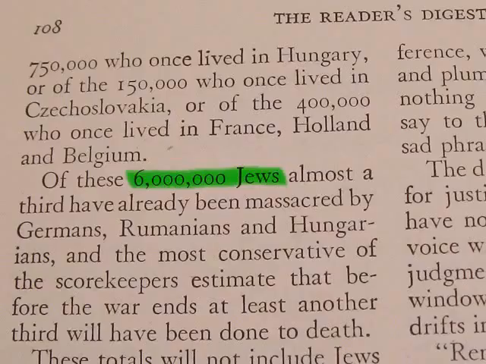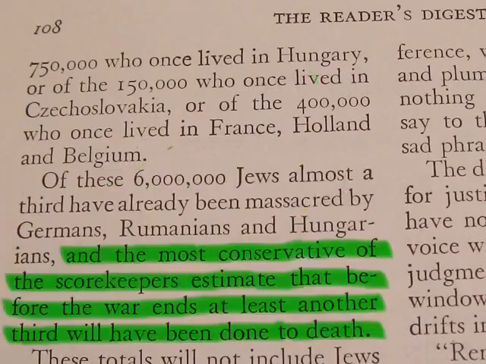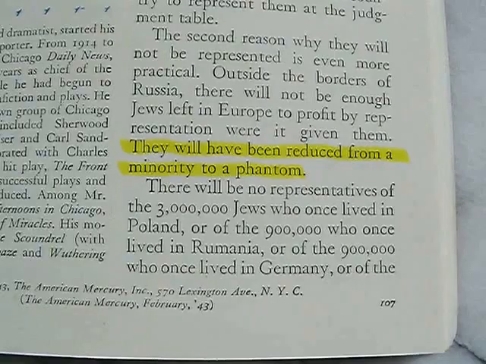How could someone mention 6 million Jews in the middle of the war? Hecht writes, "Of these 6 million Jews, almost a third have already been massacred by the Germans, Romanians, and Hungarians, and the most conservative of the scorekeepers estimate that before the war ends, at least another third will have been done to death." If the most conservative estimate is that 2/3 will die, one could posit that the most liberal estimate would be that all 6 million will die, which might be why he writes that the Jews of Europe will have been reduced from a minority to a phantom.